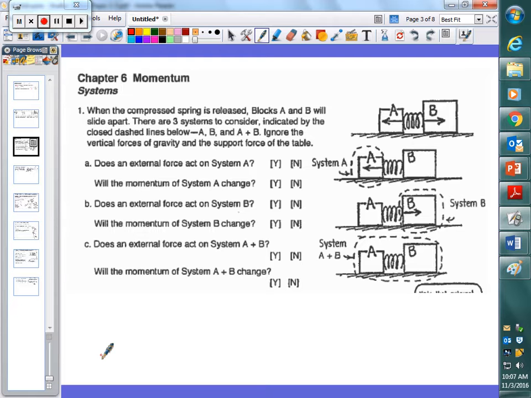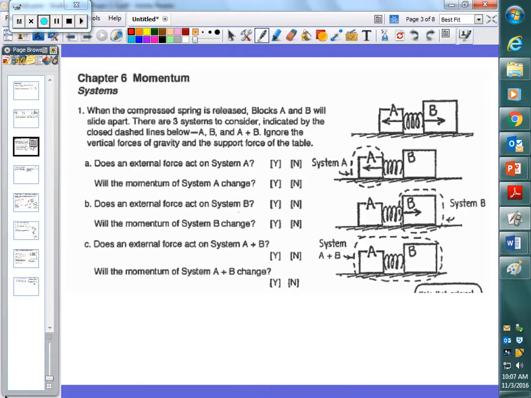Now, I told you that momentum is conserved in a closed system. A system is just something we look at. So there's 3 systems here, indicated by the dashed lines. We've got system A, or block A by itself, system B, which is block B by itself, or system A plus B, which looks at the whole thing, right? I told you that conservation of momentum applies when things interact. So which system should we see conservation? System A plus B, because it's the only one where things are interacting.